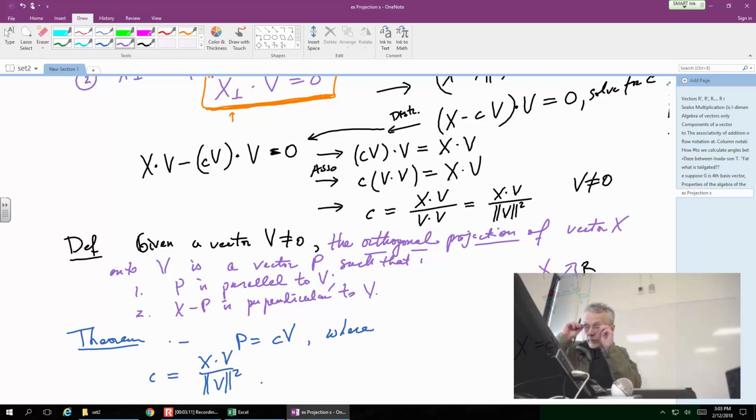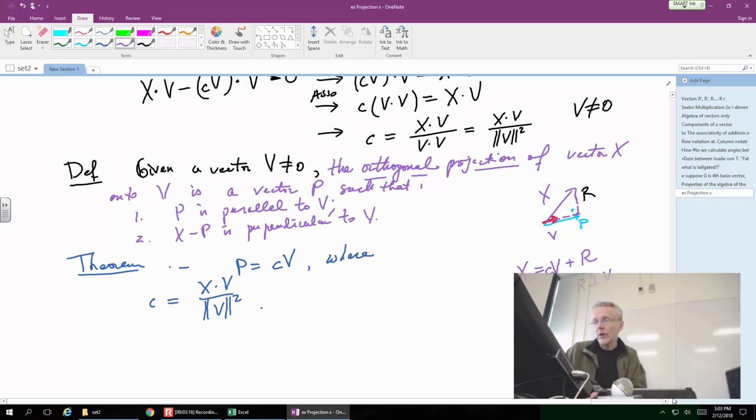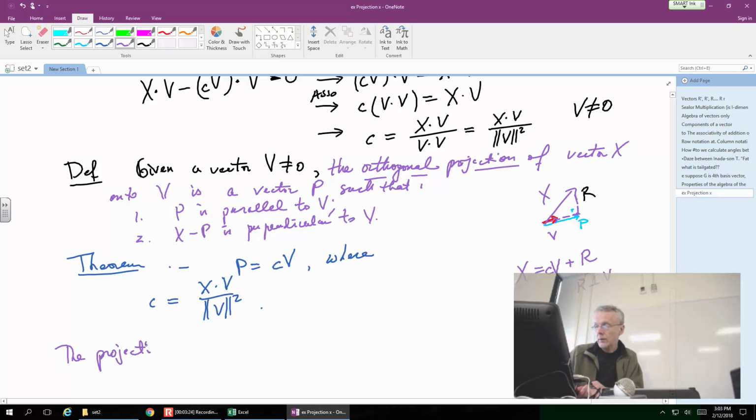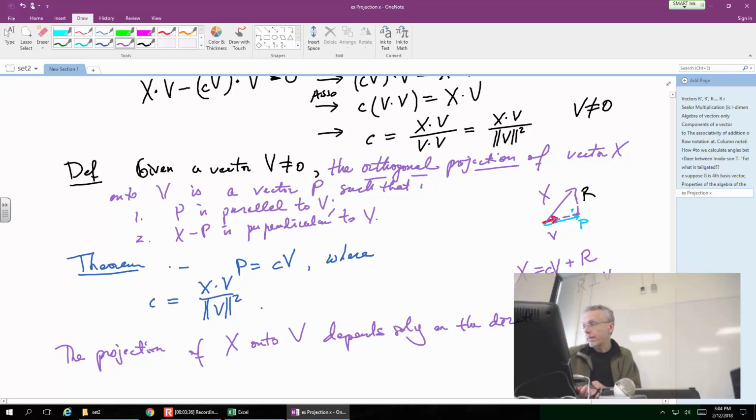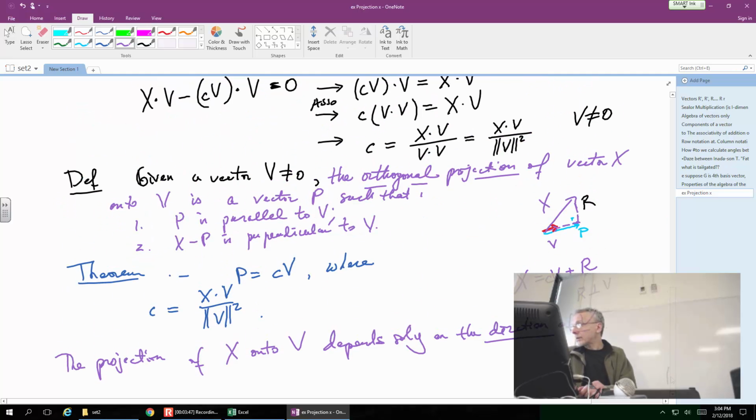So one point I was going to make is crucial to the whole analysis, and it is that the projection of X on V depends only on the direction of V. What does it mean? Depends only on the direction of V.